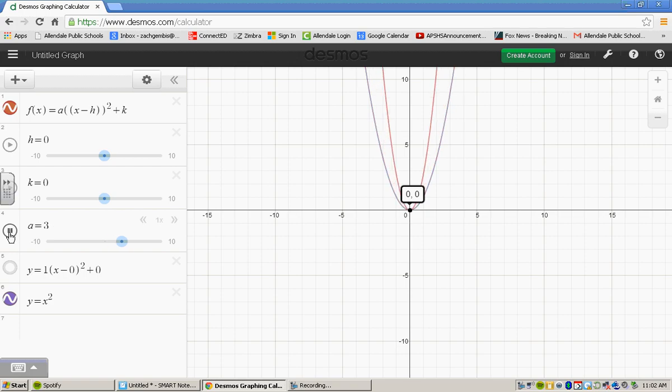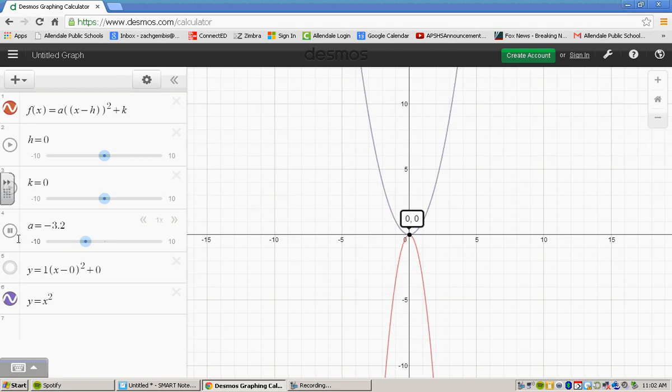So it gets bigger. And notice as it gets bigger, that graph gets closer to the y-axis. As it comes back out, it starts getting wider. So A is getting smaller and smaller and smaller. And then all of a sudden it flipped. Okay? And it's getting narrower and narrower and narrower again. Okay? But it's reflected down.